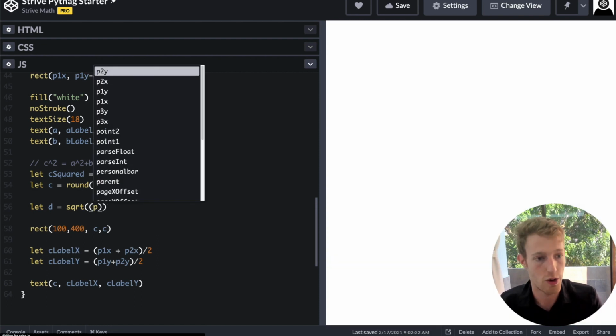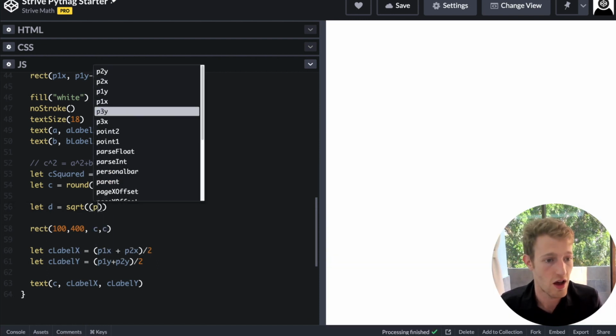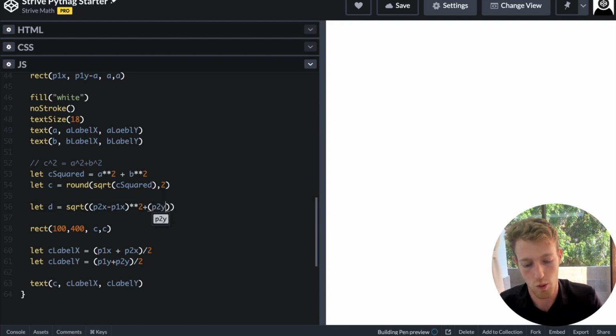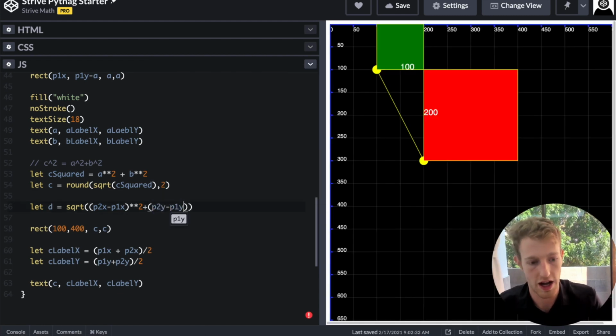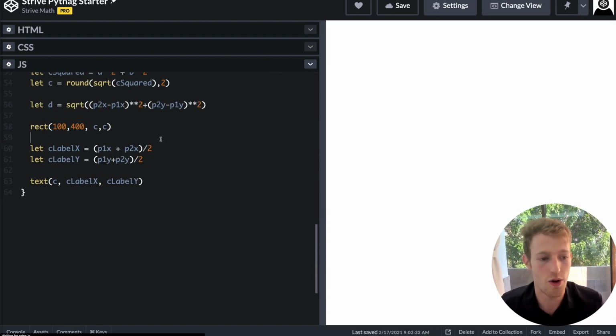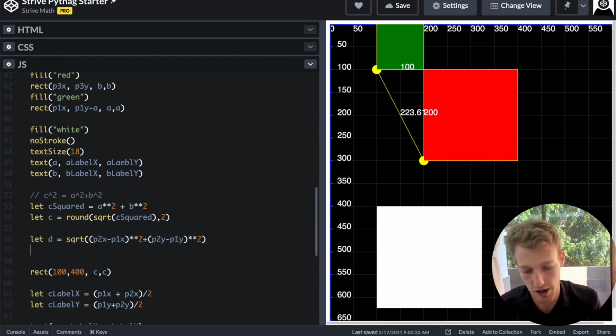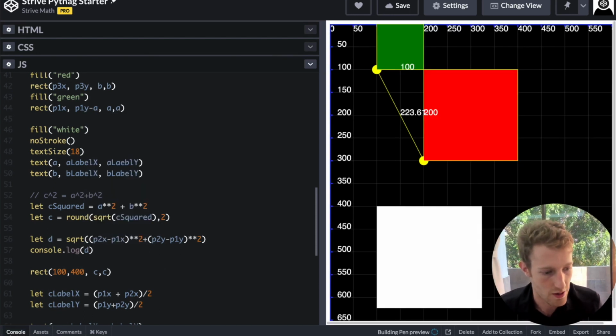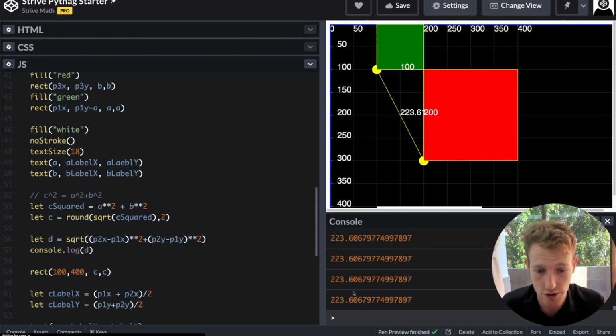So that's point P1x minus, or P2x. Let's start for now: P2x minus P1x, all of that squared, plus P2y minus P1y, all of that squared. That is D. Okay, and now we could console.log it. We could see, cool, do we get the same C as D here? Console.log D. And when I open up my console now, we can see we're getting 223.